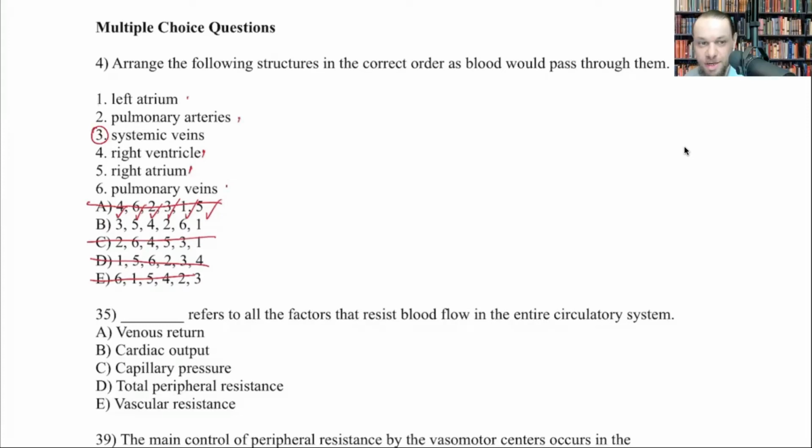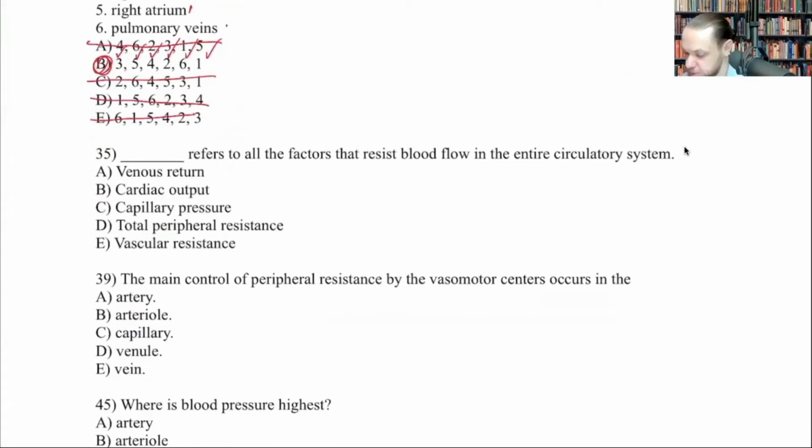So if you start with the right atrium and number 5 is not there, then you have to look at what else can be before it. So systemic veins. 3, 5, 4, 2, then 6, then 1. B is the choice here. We're going to go with Milan with 35.